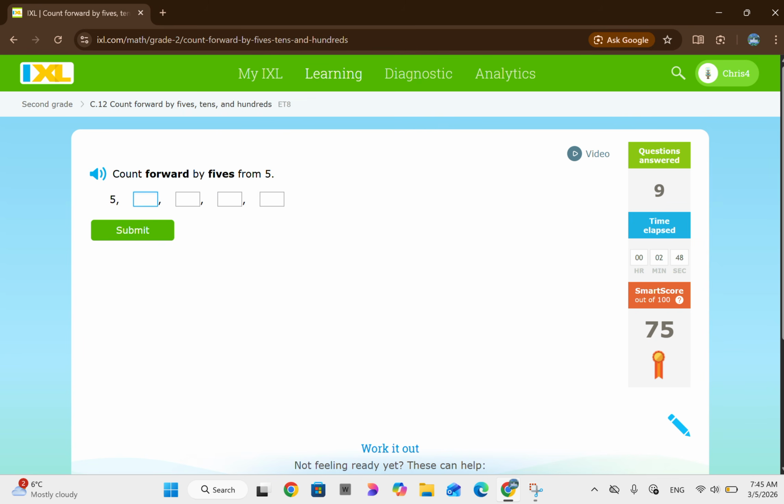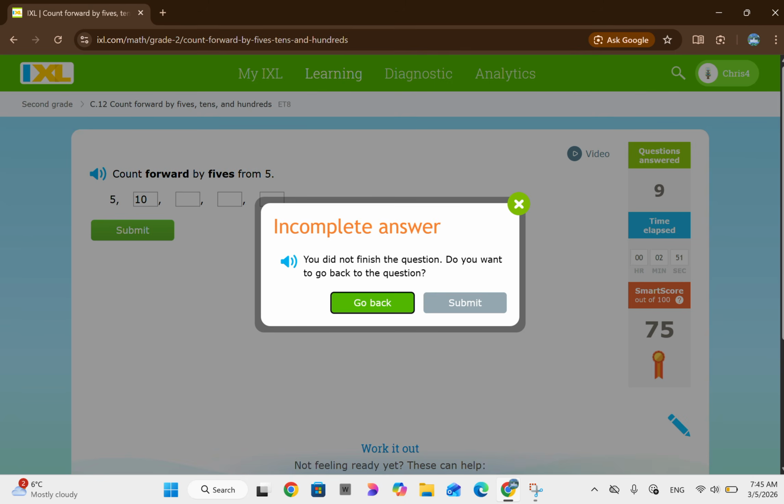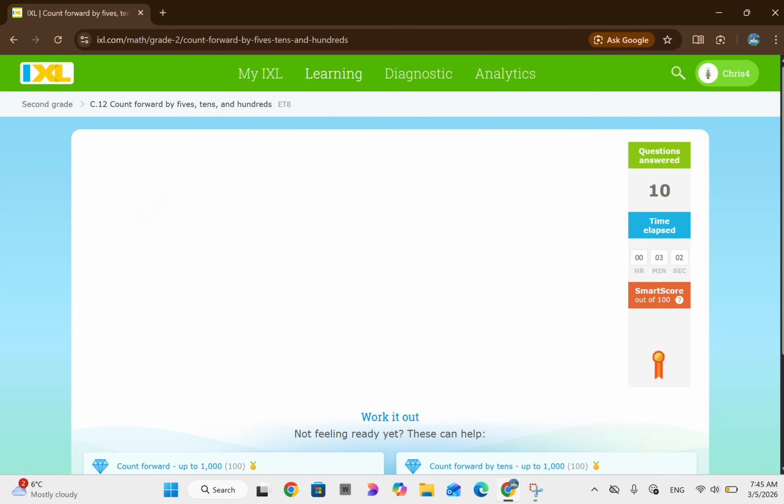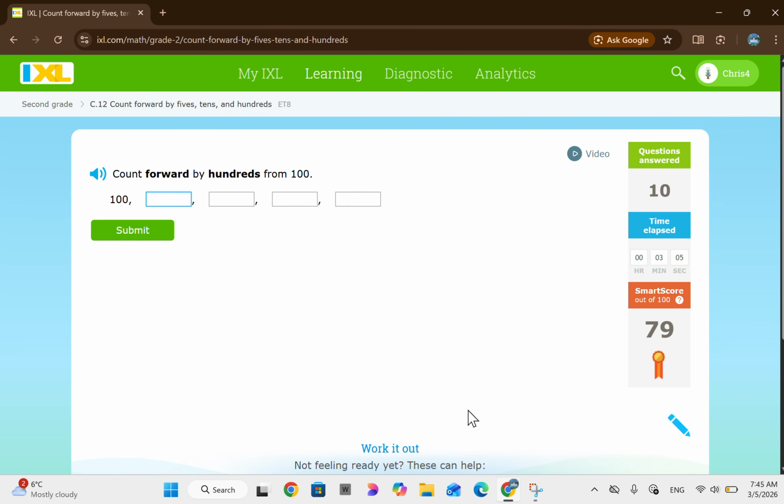Count forward by 5 from 5. 10, 15, 20, then 25. Okay. Count forward by hundreds from 100. 200, 300, 400, 500.